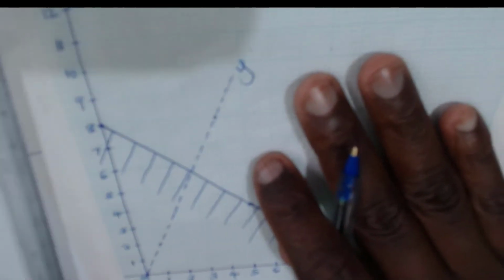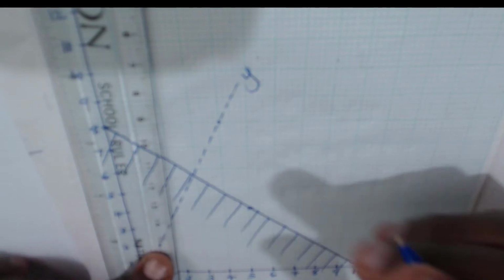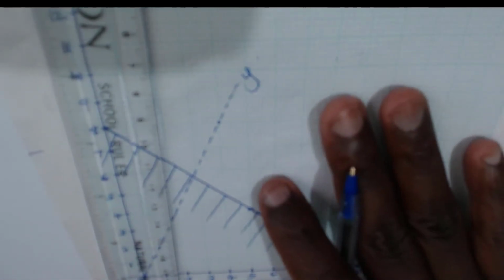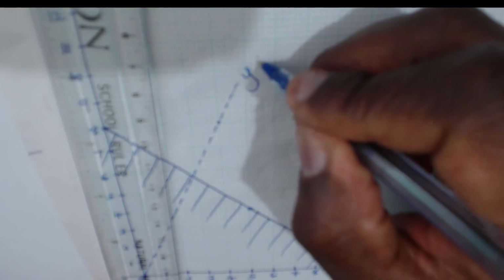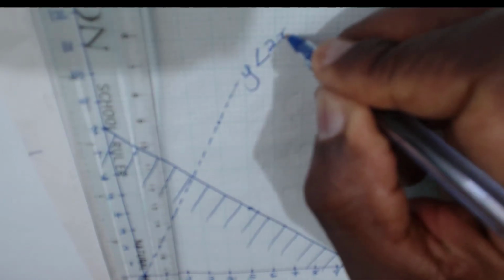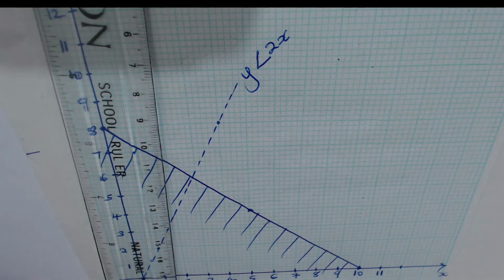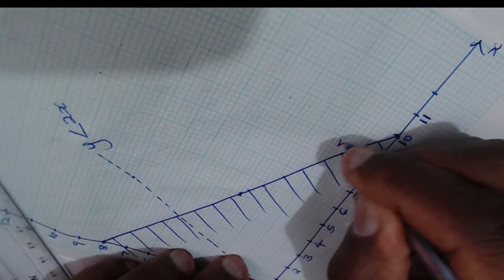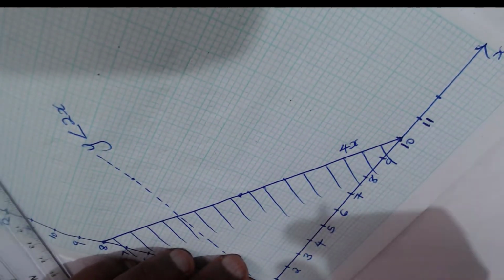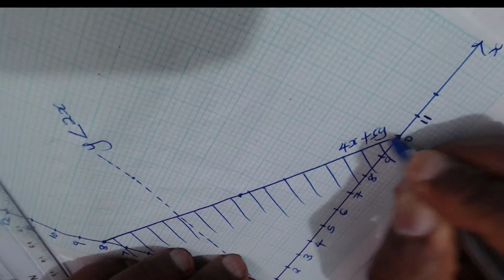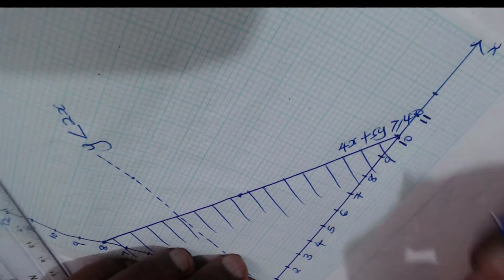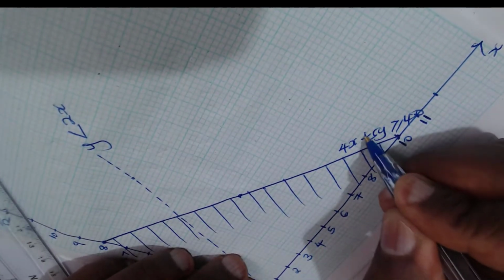So that is the line y. Go to indicate the equation of that line. So let me read clearly. So y is less than 2x. Y is less than 2x, and then this other was 4x plus 5y is greater than or equal to 40. That is this line that we've drawn.